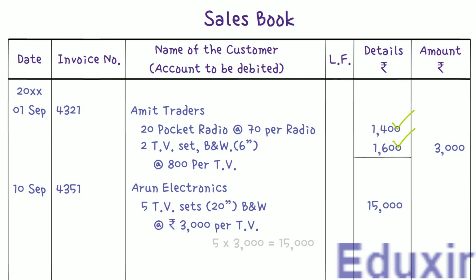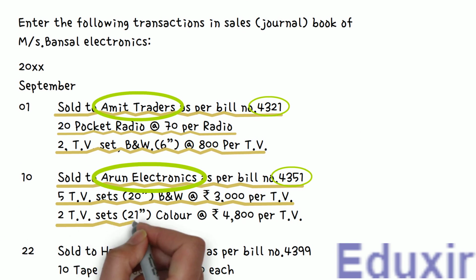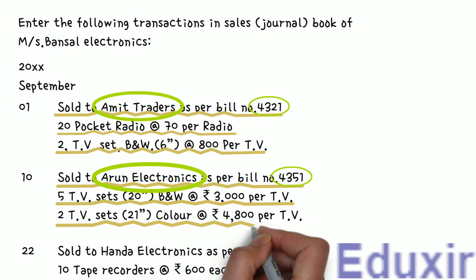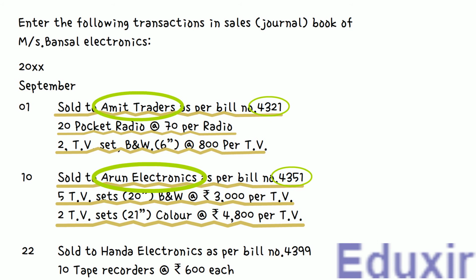Once we have the details of all the sales done in this transaction, we will write the total in the amount column. Let us now take up the next transaction. In this transaction, the business has sold two 21-inch color TVs at the rate of 4800 rupees per TV. Let us now generalize this transaction.